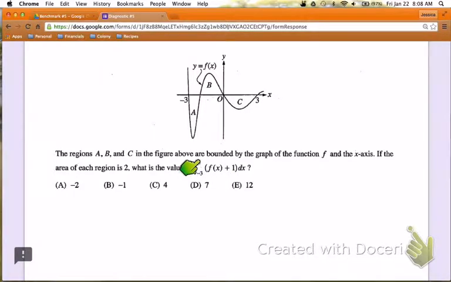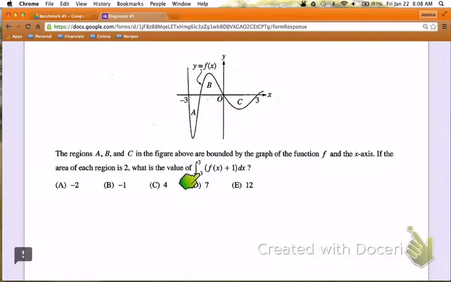First of all, we want to know from -3 to 3, and I want you to notice that it's actually already broken up into 3 intervals. Now, we don't know what this function is, so we don't know how to calculate the area, but luckily for us, they told us that the area of each region is 2. So A is 2, B is 2, C is 2. Notice that the ones below the x-axis will be negative, and the one above the x-axis will be positive. So this is -2, +2, -2.